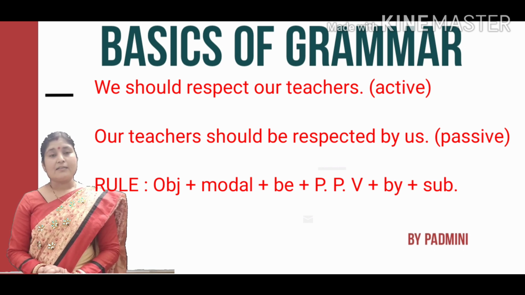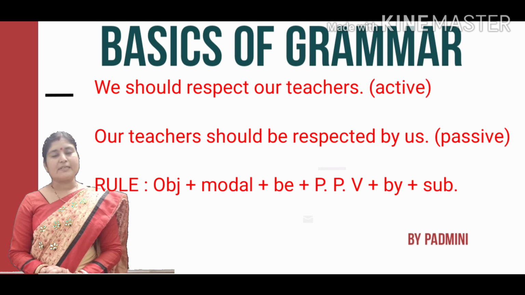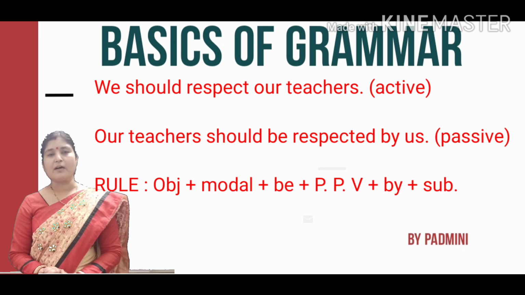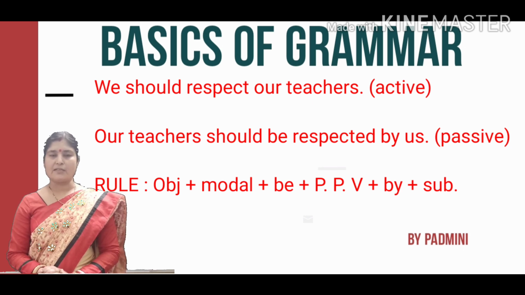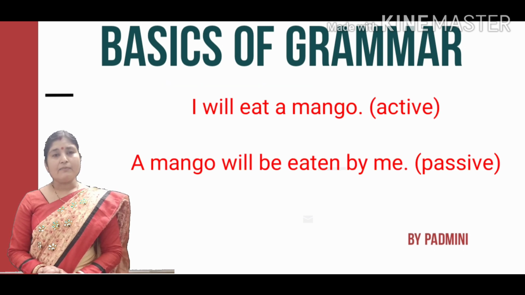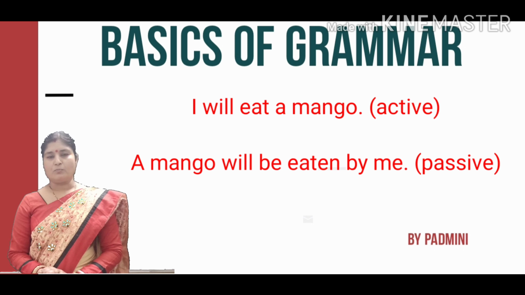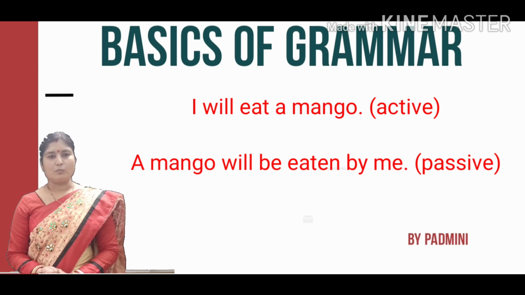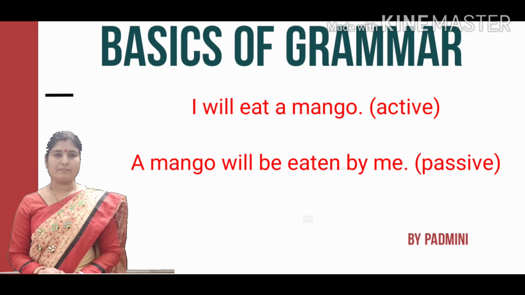If the sentence contains any modal, the form is object plus modal plus be plus the past participle of the verb, then the complements, the rest of the sentence. Like, I will eat a mango. So, a mango will be eaten by me.